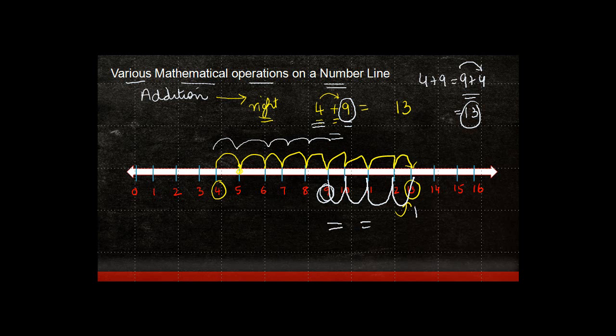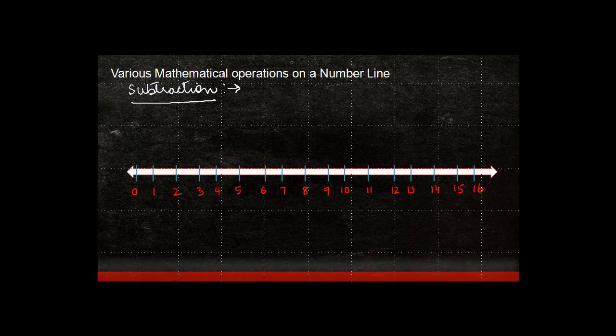Now let's move on to subtraction. Now let's say for example, instead of addition, I tell you that you have to deal with subtraction. And you have to do it on the number line. So how will you do it? Let's say for example, if I tell you, can you find out what is 12 minus 5?